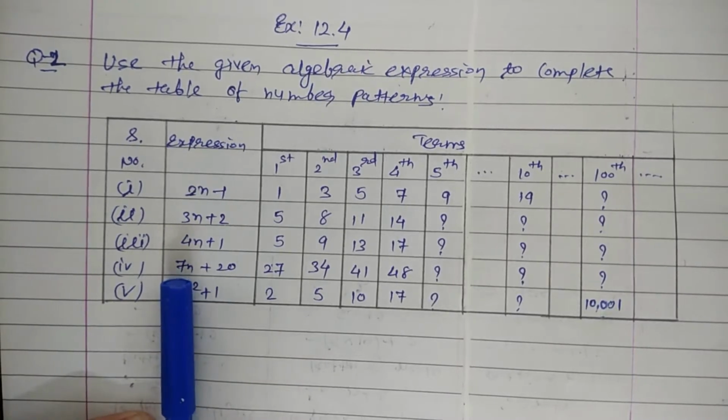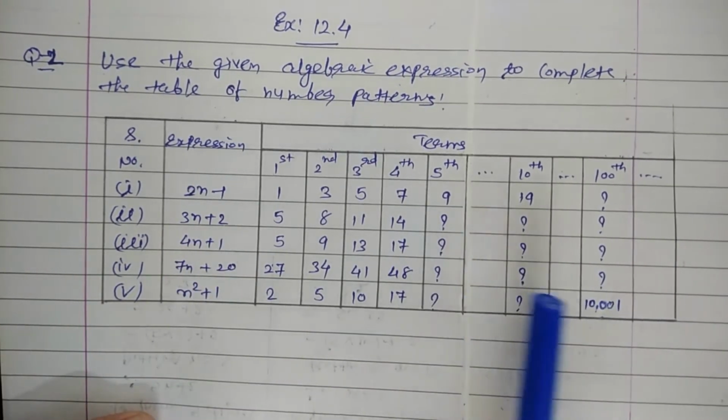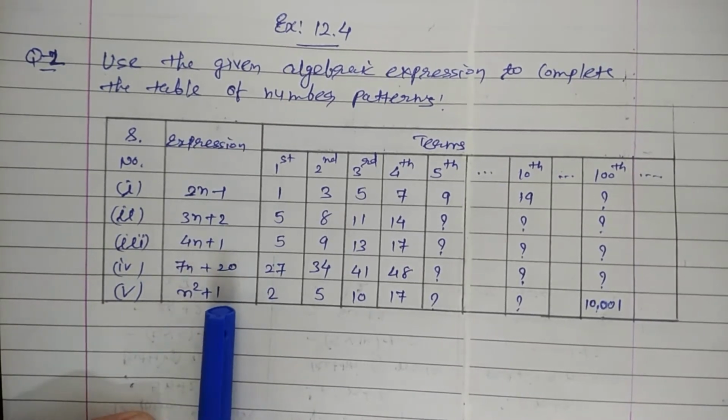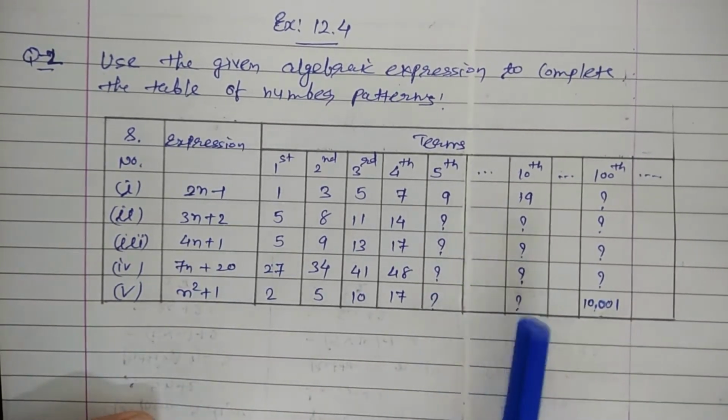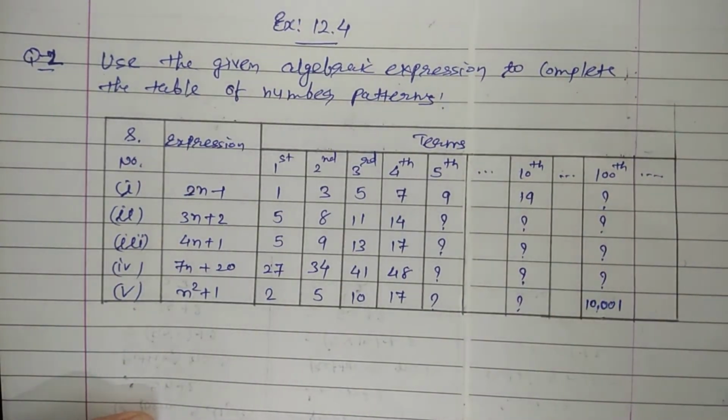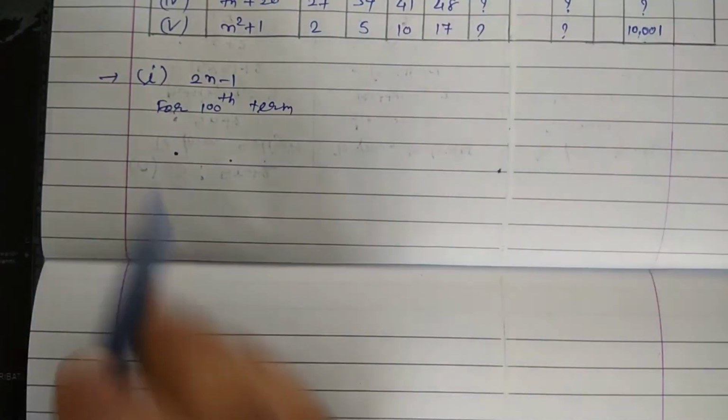Same way in expression 7n plus 20, the fifth, 10th and 100th terms we have to find. And in the n square plus 1 expression we have to find the fifth and 10th terms. The 100th term is given, that is 10,001. So let's solve this sum.